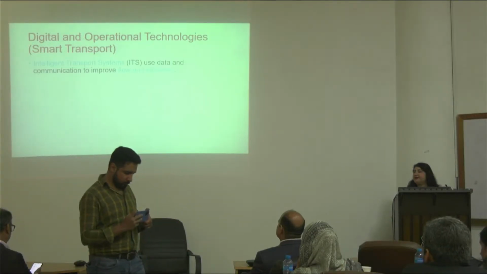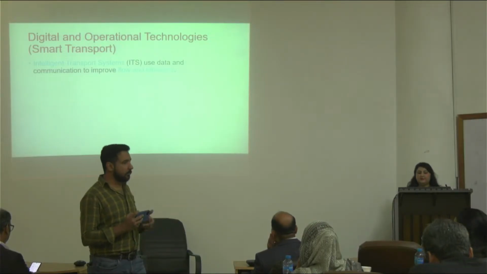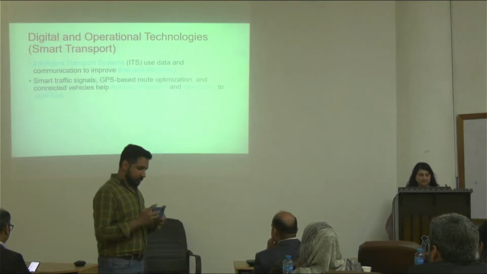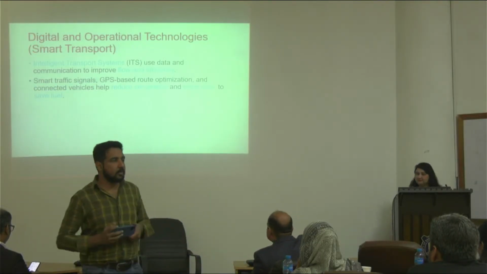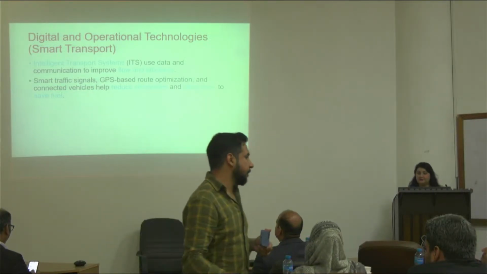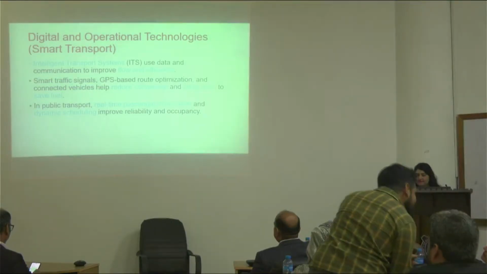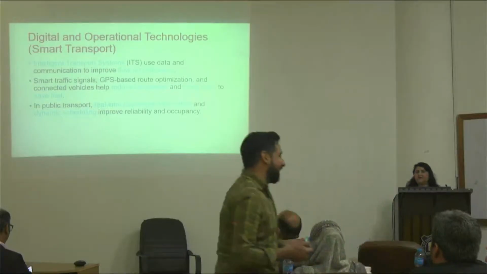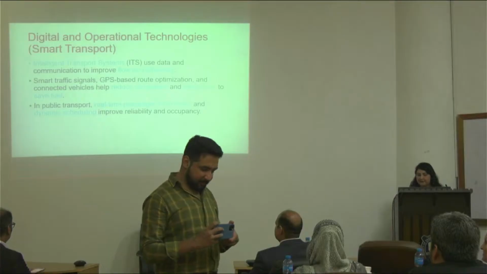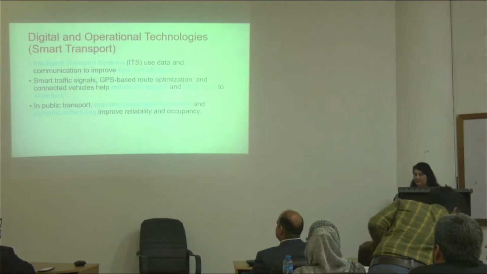For example, intelligent transport system technologies use data and improve the communication flow and improve the efficiency of the overall network of the transport. Smart traffic signals, GPS based route optimization, and connected vehicles also help to reduce congestion and idling time to save fuel. In public transport, real time passenger information, for example, when they have to travel, when the next vehicle is available, what is the frequency of the train, etc., and dynamic scheduling improve the reliability and occupancy of the overall system.